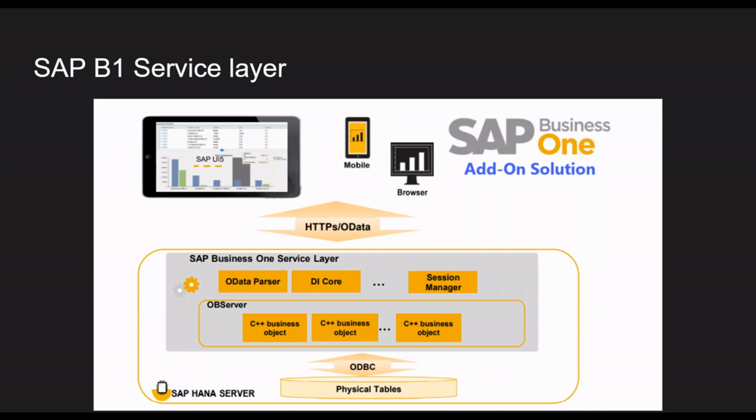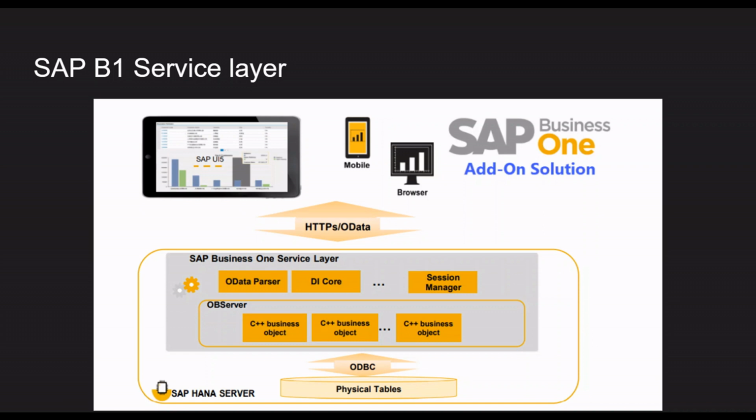So the B1 service layer architecture is basically a three-tier architecture. The client communicates with the web server using HTTP OData, and then the web server relies on the database for data persistence. The SAP HANA server contains the database engine where the physical tables are located, right? The communication between the service layer and the database is managed by ODBC technology, as we already saw. The DI server is the body of the business logic, dealing with the actual work, for example tax calculation, posting, and so on. All the logic and validation is done here.